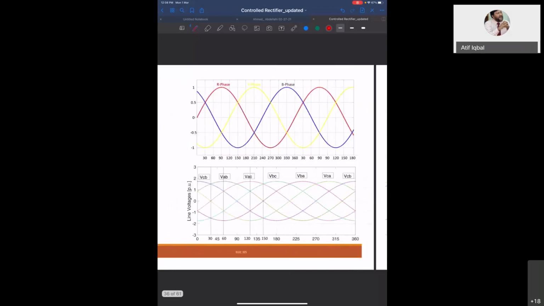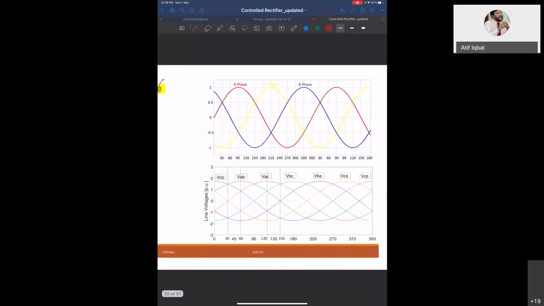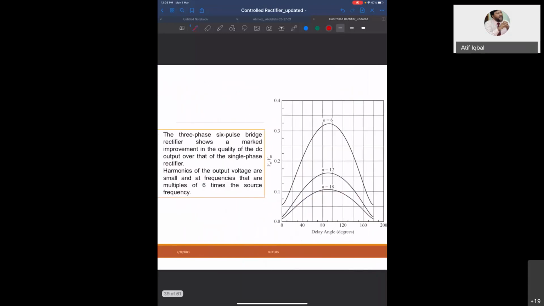So draw for 90 degree. Draw for 120 degree. No need for 150. So now the 3-phase 6 pulse.